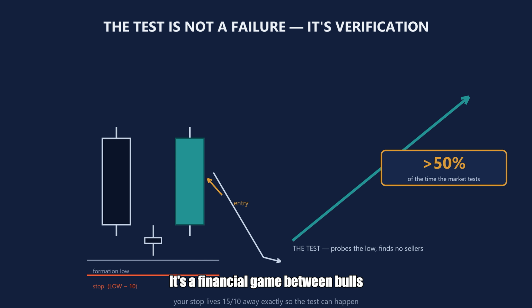It's a financial game between bulls and bears. After a bullish formation, the bears return to the low, probing for leftover selling interest. Nothing there? The formation holds and the rally begins. After a bearish formation, the bulls probe the high for buyers. No interest? The market dips.